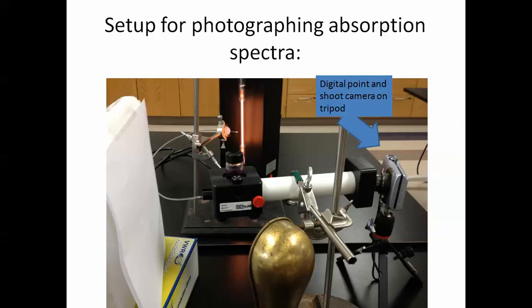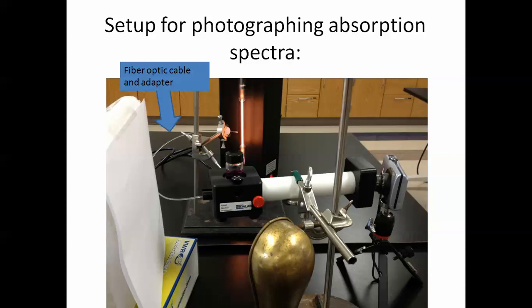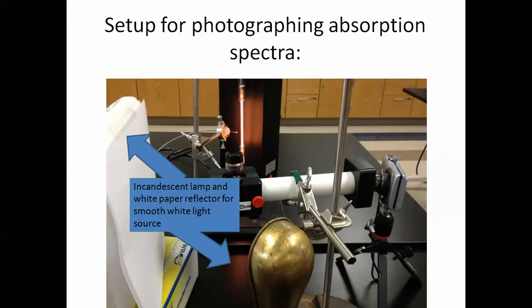For absorption, it's a similar setup. You still have the digital point and shoot camera. This time I've got it shown on a tripod mount. We still have the helium emission tube. We still have the fiber optic cable and adapter. But now we've moved the light away from directly in front of the slit. We want a diffuse light source, so we're going to bounce that white light from the incandescent light bulb off of a piece of white printer paper so that the diffuse white light can serve as our source.